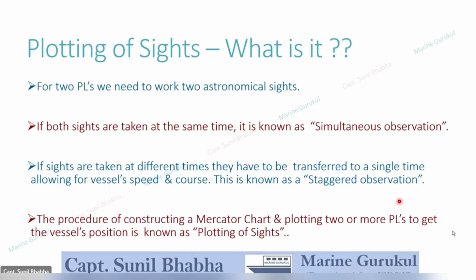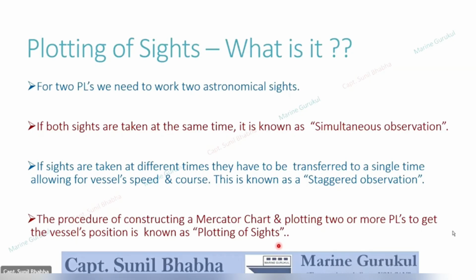Now this procedure of constructing a small part of the Mercator chart on our answer sheet or on the graph paper and plotting 2 or more position lines to get the vessel's position is what we know as plotting of sights. So this is our ultimate aim now. Now when we plot the sights, we are provided with information which we obtain from an observation.